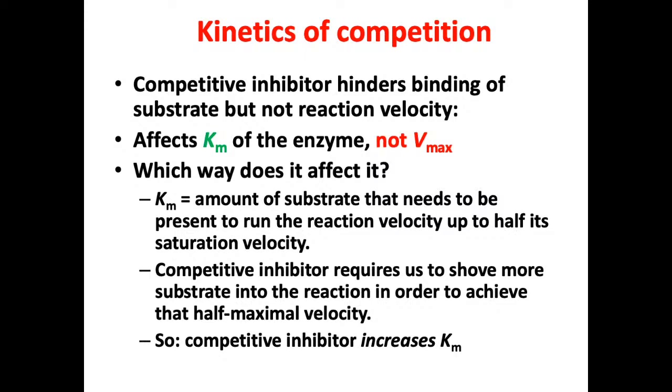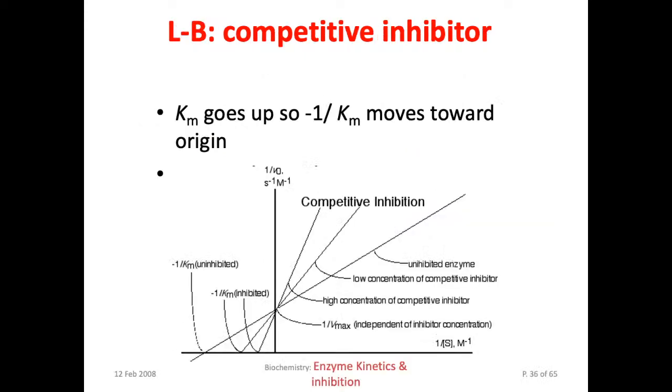So Km is the amount of substrate that needs to be present to bring the reaction velocity up to half its saturation velocity. Whereas the competitive inhibitor requires us to add more substrate into the reaction in order to achieve that half-maximum velocity. So competitive inhibitor increases Km. So Km goes up, and minus 1 by Km moves towards the origin.